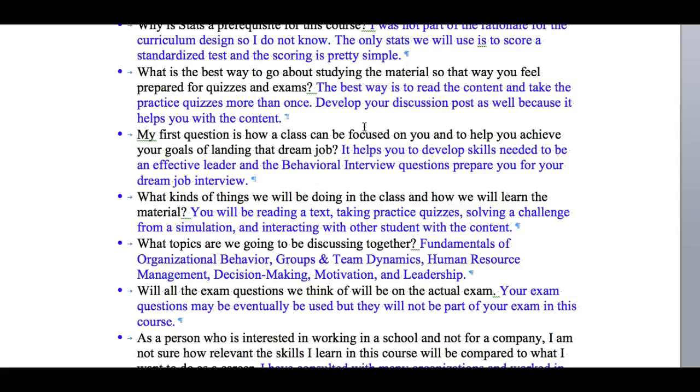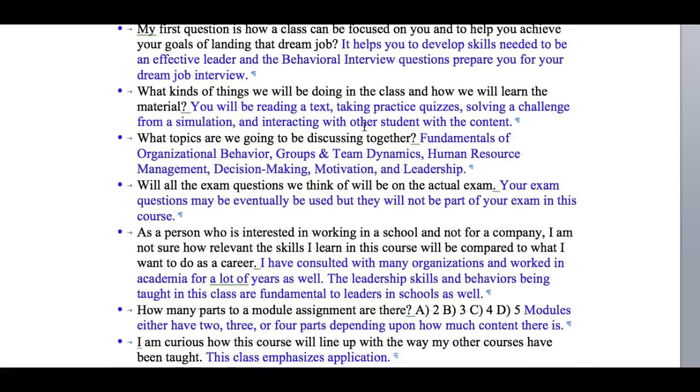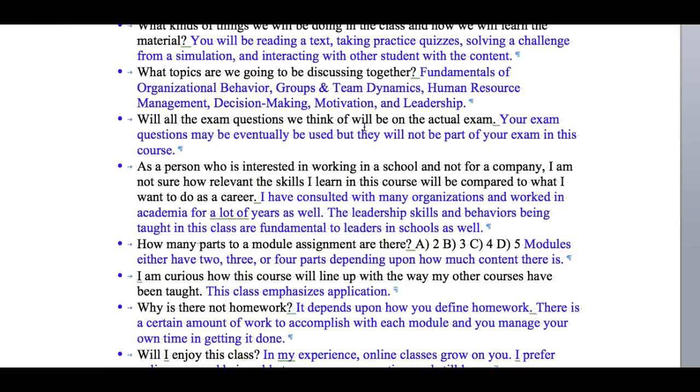What topics are we going to be discussing together? Well, starting on Tuesday, you'll be discussing fundamentals of organizational behavior. And then the next 2 weeks is groups and team dynamics, human resource management, decision-making, motivation, and leadership. These are the core behaviors needed by leaders.